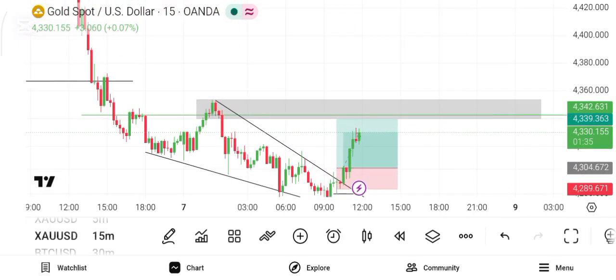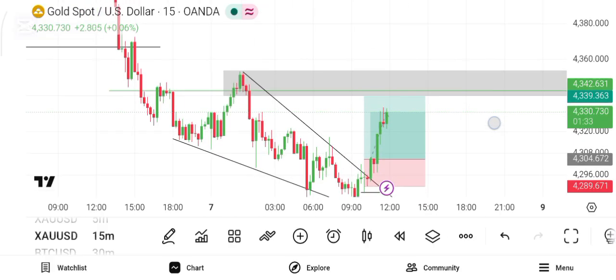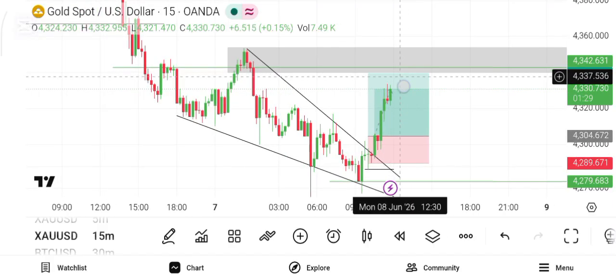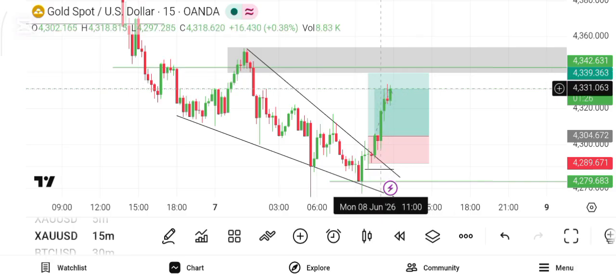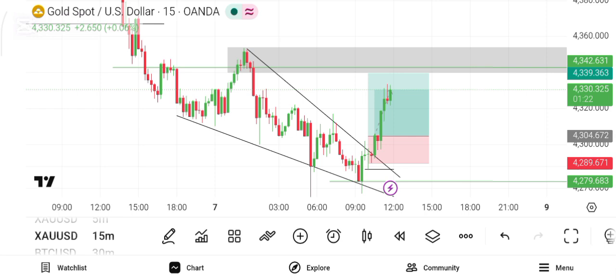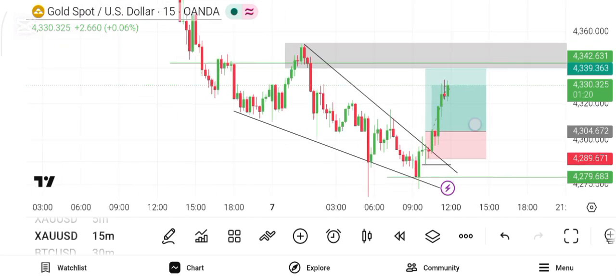Though I did not allow it to hit the TP first. I closed it at this point. It was just a scalping.